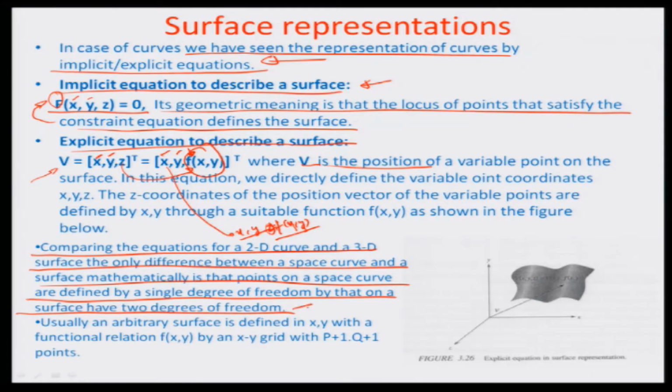Therefore, you have a 2 degree of freedom system here that we are talking about, and usually an arbitrary surface is defined in x, y with a functional relationship by an x-y grid with p plus 1 and q plus 1 control points. Something like this is what a surface patch would look like.